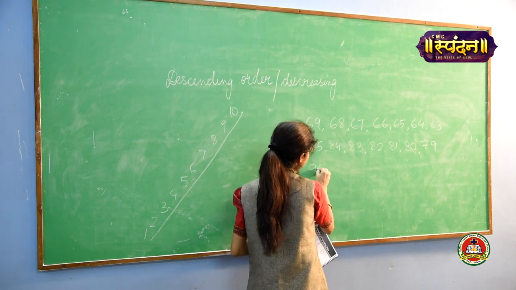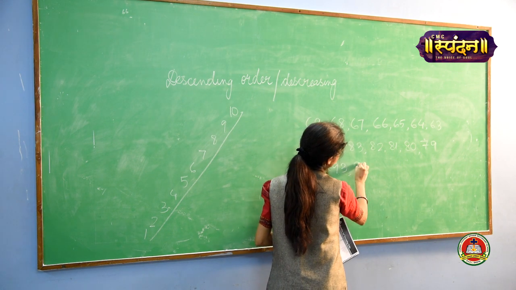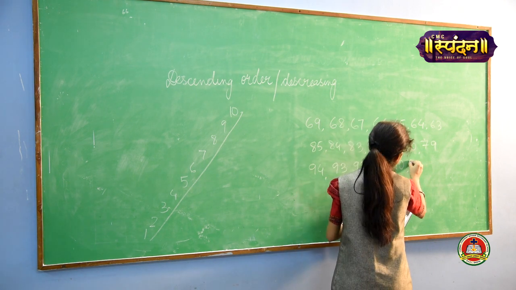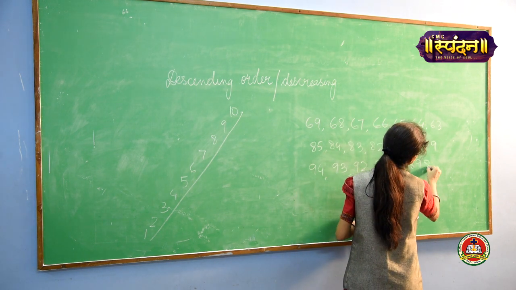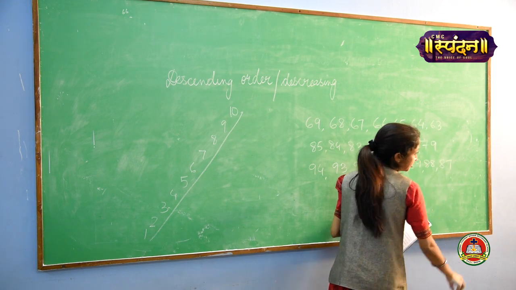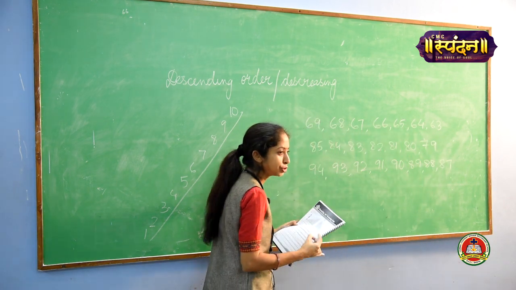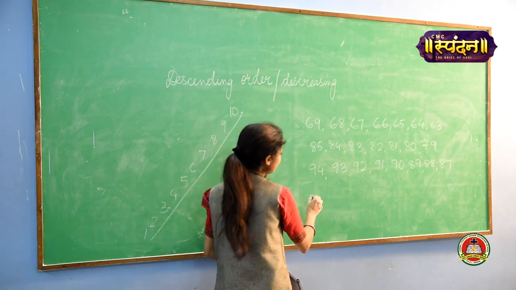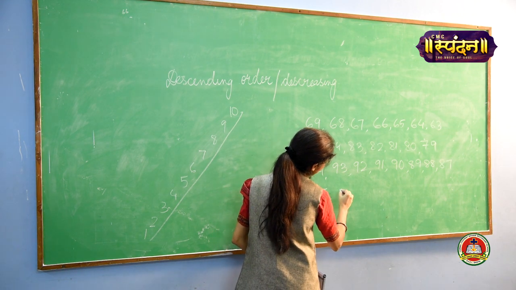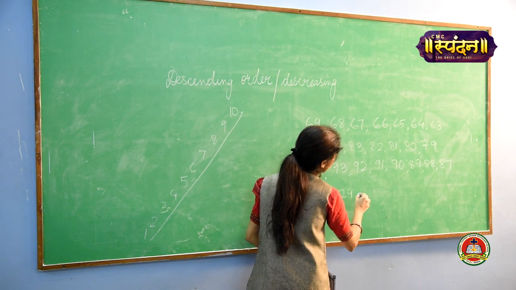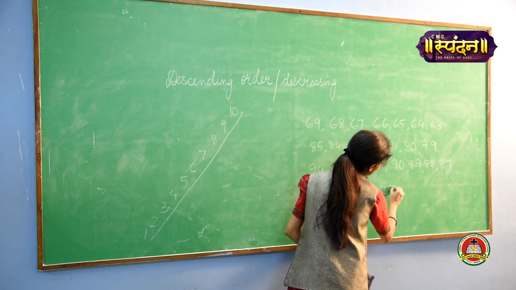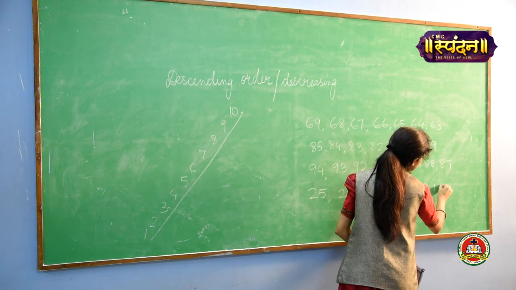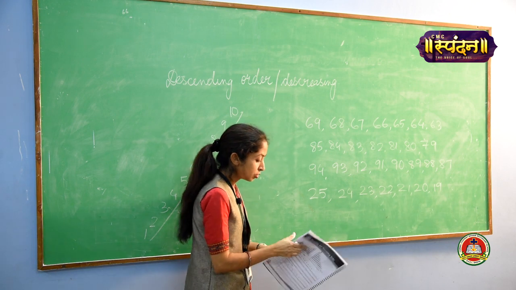Next is 94 to 87. That means we start from 94, 93, 92, 91, 90, 89, 88 and 87. We are just moving back, okay. Back counting you know, that we are doing. Now 25 to 19. So, we will start from 25, count backward 25, 24, 23, 22, 21, 20 and 19. Is it clear? Okay.